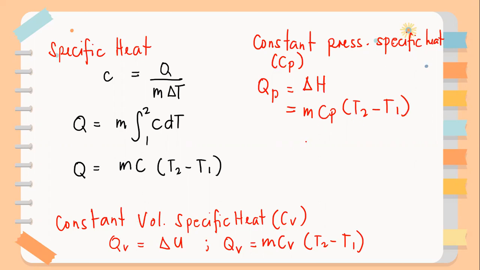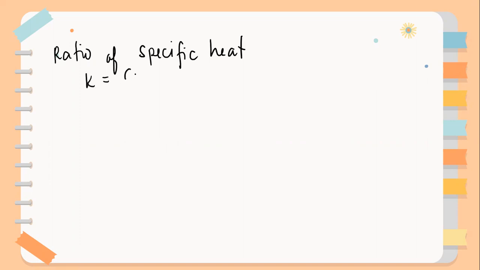Now, we have the ratio of specific heat. The ratio of specific heat is k equal to Cp over Cv. But always remember that the ratio of specific heat is always greater than 1.